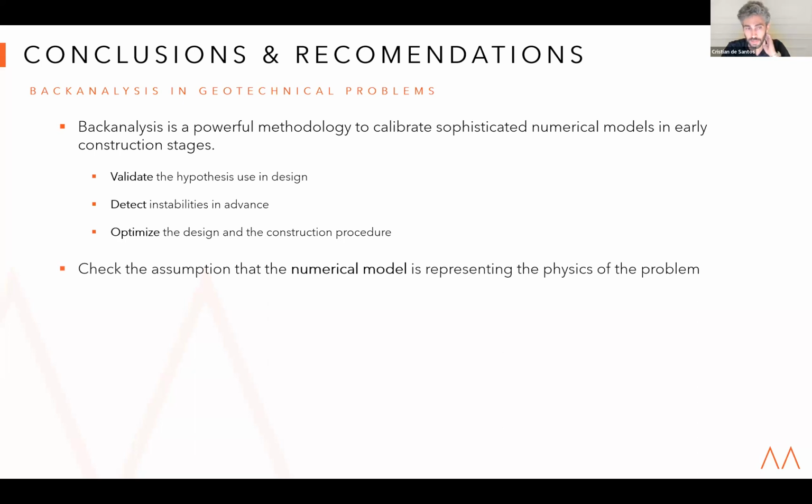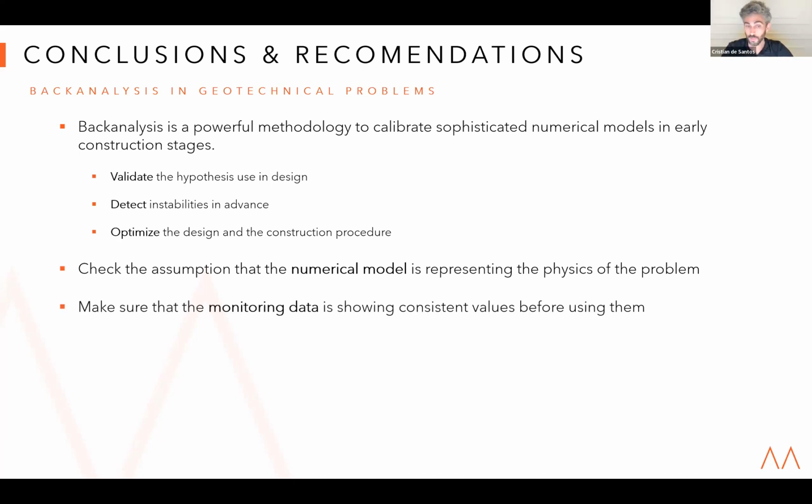However, it's extremely important to check that the numerical model is representing the physics of the problem, because there is a really nice expression: rubbish in, rubbish out. So we need to make sure that even though our original model is not predicting the displacements, we need to check that the model is reproducing the behavior of the problem.